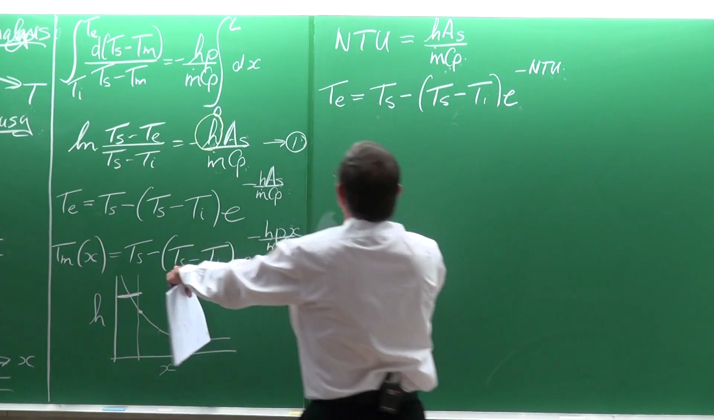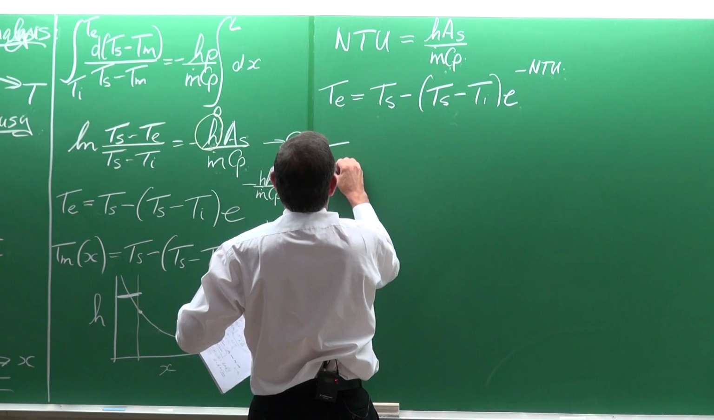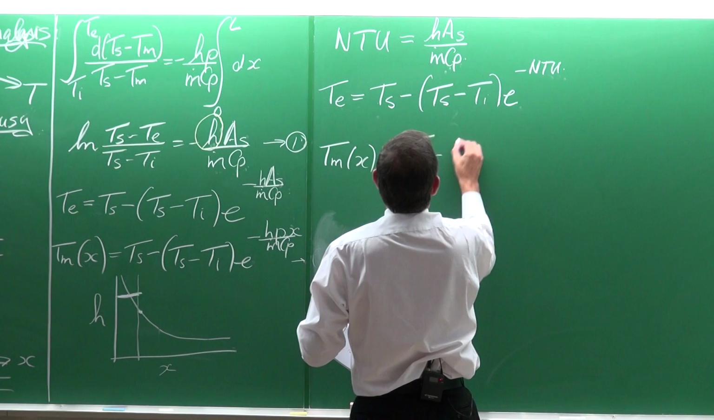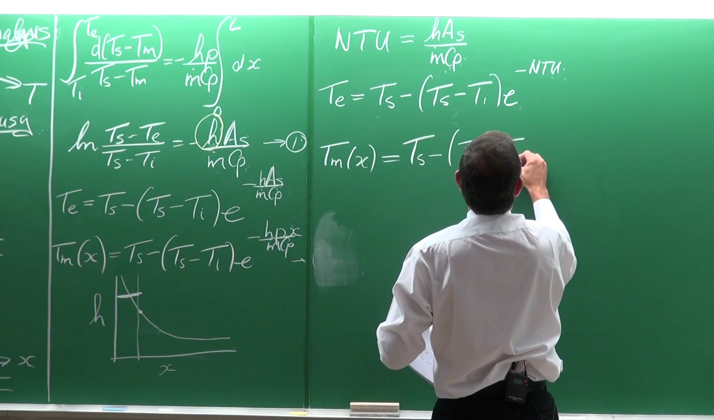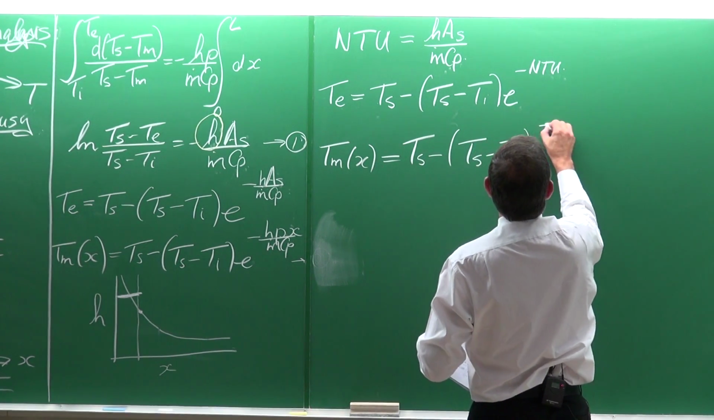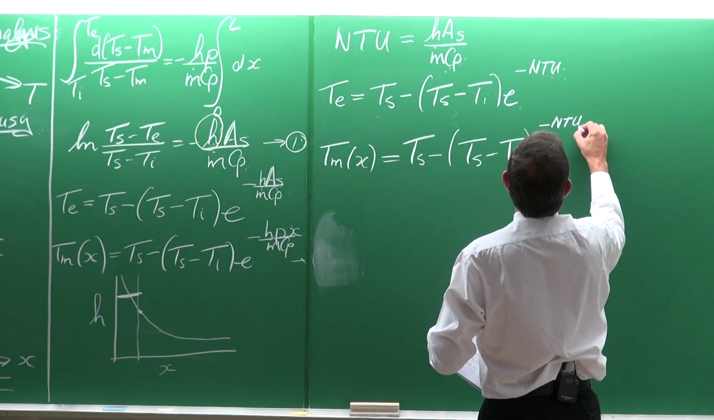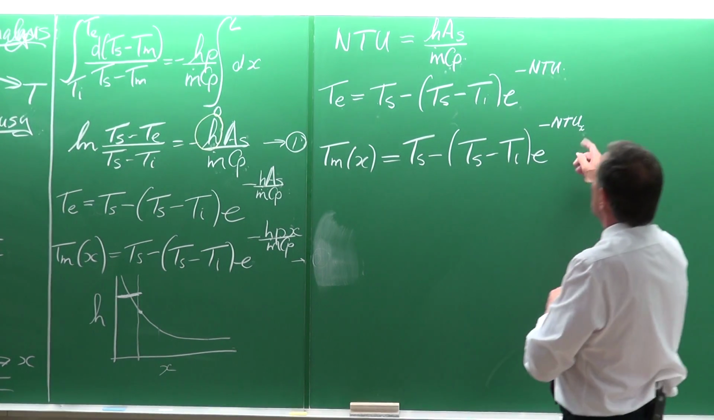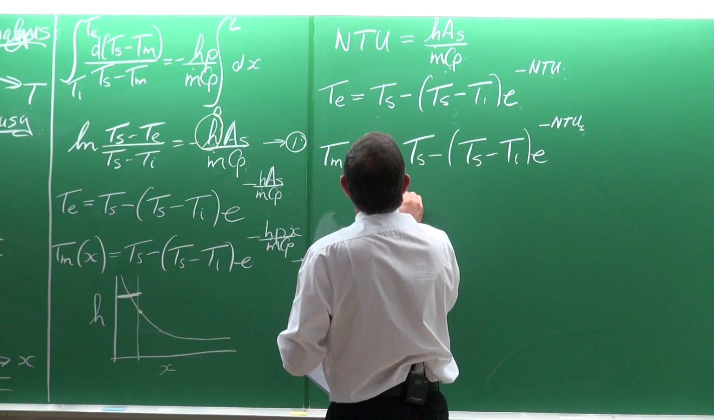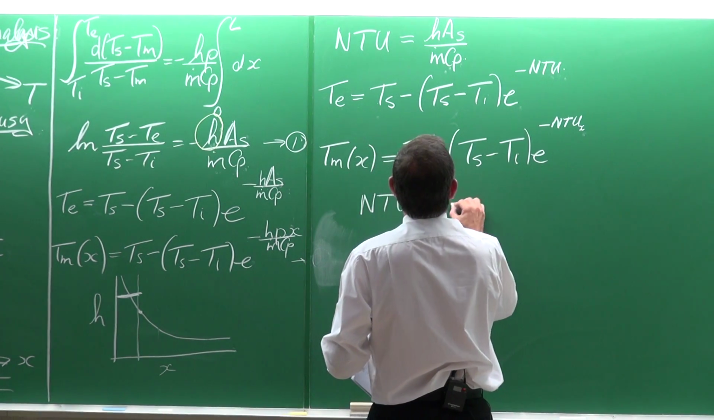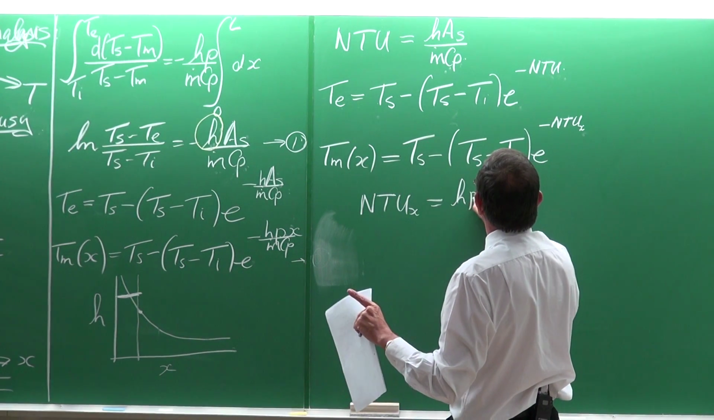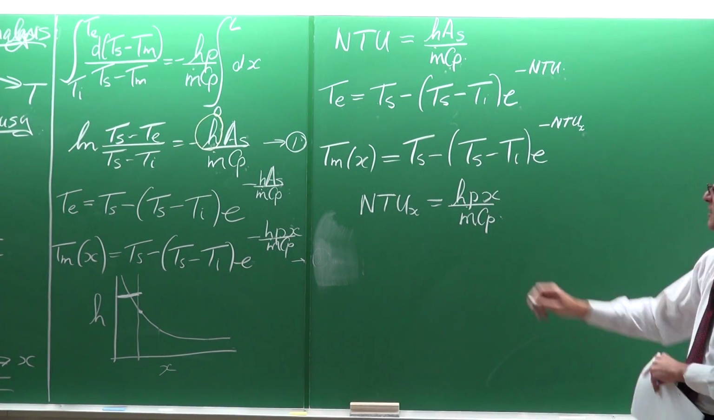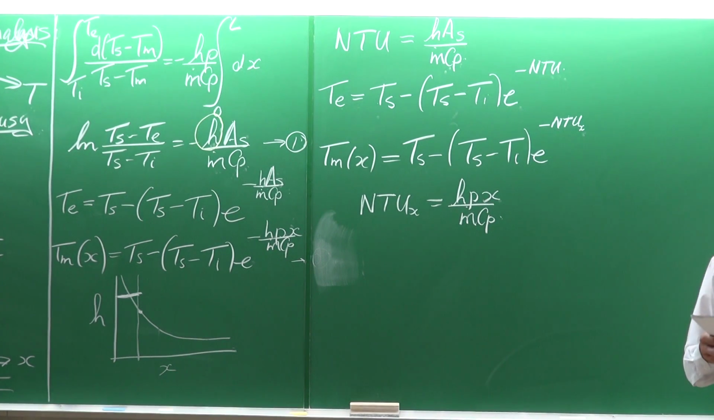So the same we can do now for this equation, in terms of the mean temperature as a function of x. We can write it as Ts minus (Ts minus Ti) e to the, let's call it minus NTU, and put a small x there. Because the small x tells us now NTU x is equal to the heat transfer coefficient multiplied by Px divided by the mass flow rate Cp. So for any point x.